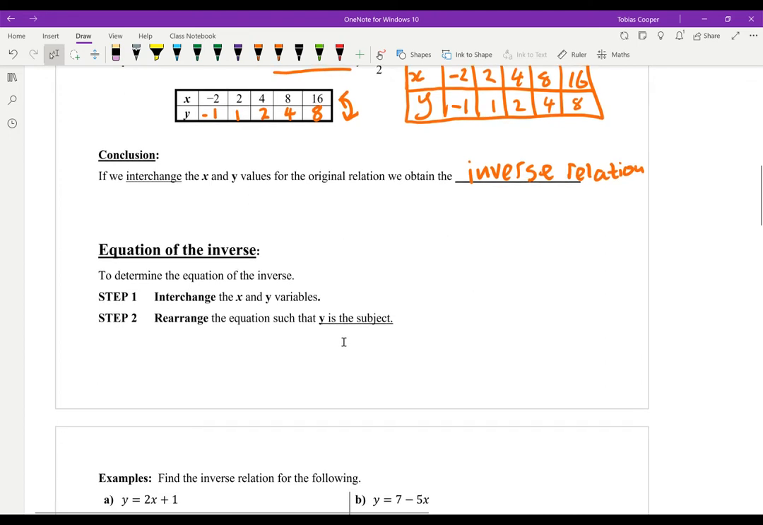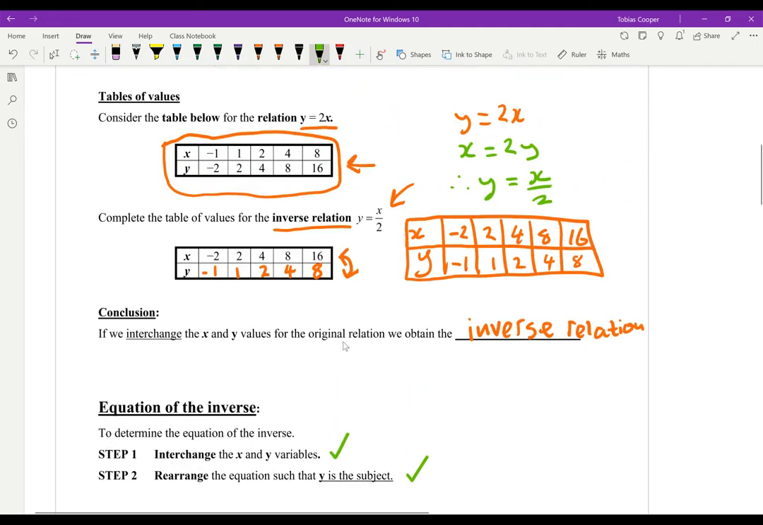Okay, so step number 1 to find the equation of the inverse is you interchange the x and y values and then you rearrange the equation to make y the subject. So just going back to our original question there, here's y equals 2x. If I want to find the inverse relation of y equals 2x, I swap the x and y over, so I get x equals 2y. Then I make y the subject, so I get y by itself. And then this is the equation of the inverse, as you can see. There it is.